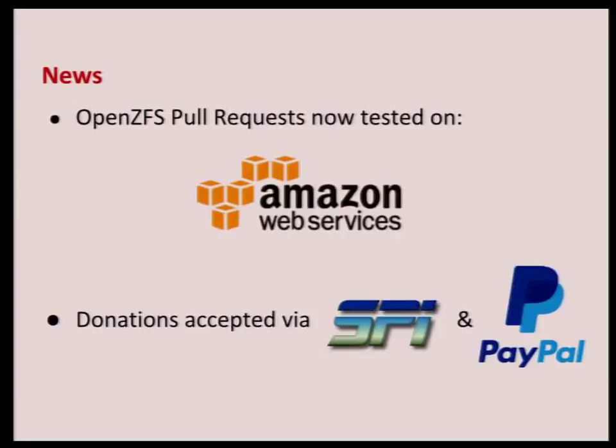In order to do that, we created a GitHub account. We accept pull requests. You can open those pull requests. We added automated testing. The automated testing used to be run on Delphix internal infrastructure. We've now migrated that to be running on Amazon AWS, which means that it actually costs us money.